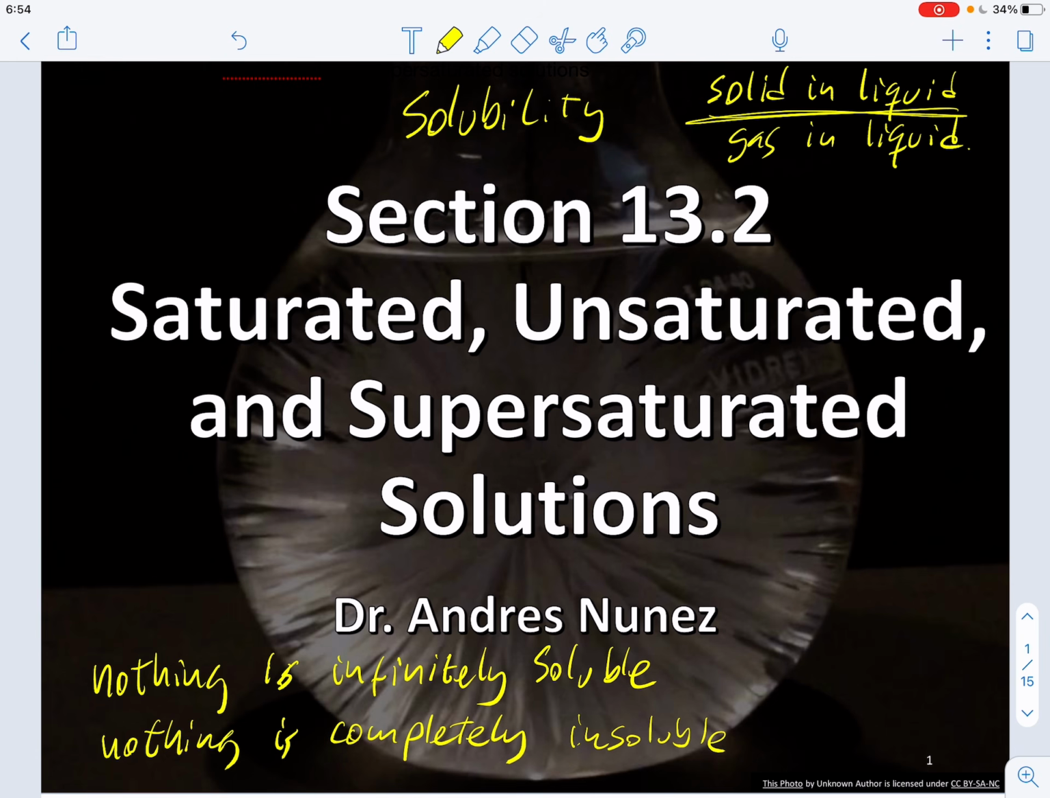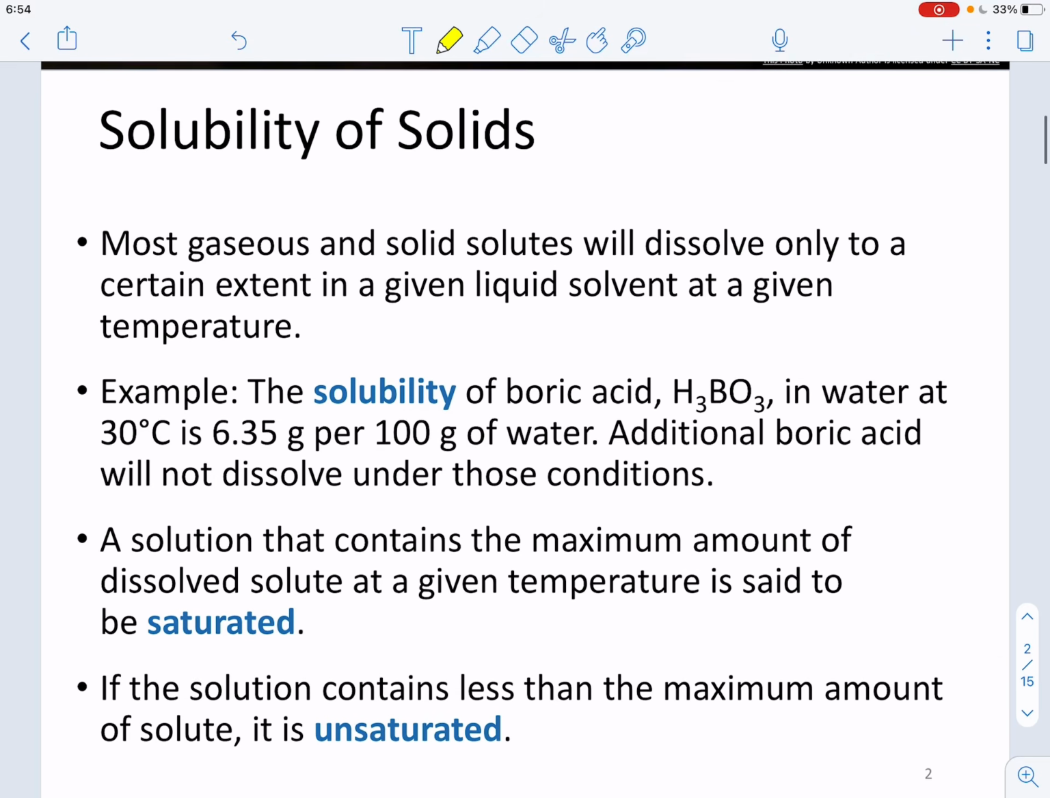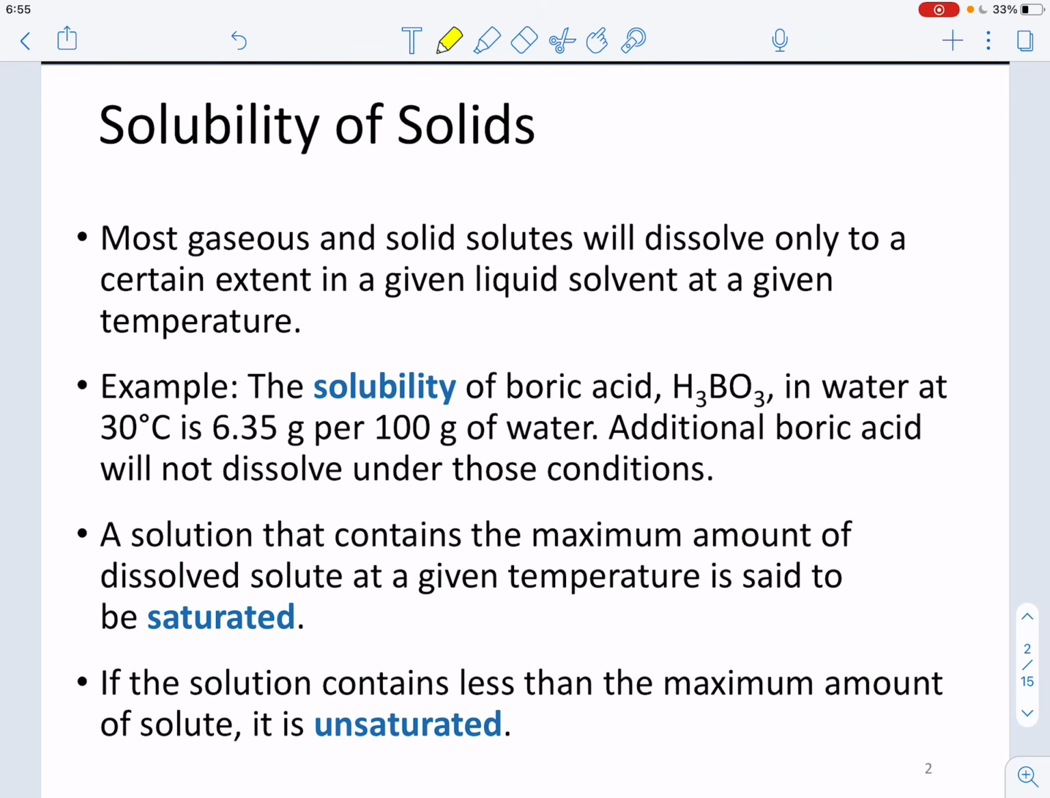In section 13.2, we are going to take care of the concept that nothing is infinitely soluble. Later in the semester, we will take care of the concept that nothing is completely insoluble, and we will discuss that in more detail later. So we are taking care of gaseous and solid solutes, particularly in a liquid. Okay, and there is a dependence. What things control how much you can dissolve at any given time?